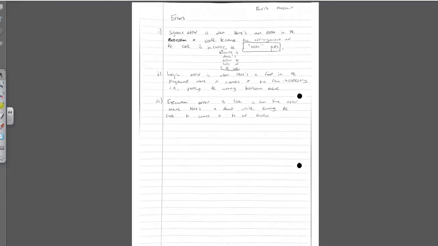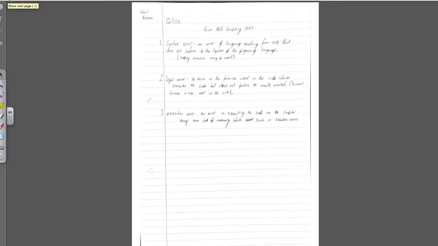And then finally, Kabir: syntax error, an error of language resulting from code that does not conform to the syntax of the programming language. Wrong variable may be used. So, good definition, inadequate example, 2 out of 3. Logical error, an error in the formula used in the code which executes the code but does not produce the result wanted. Good, incorrect formula or sign used in the code. Alright, I'll give you that 3 out of 3.